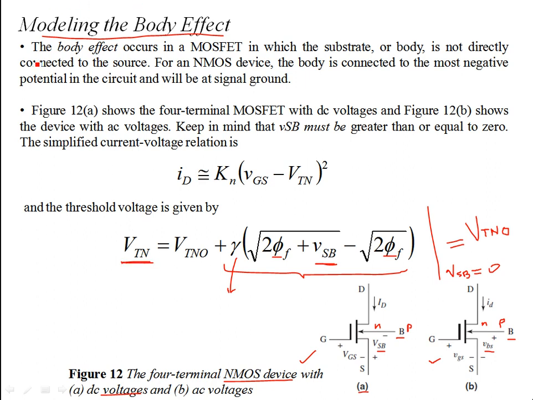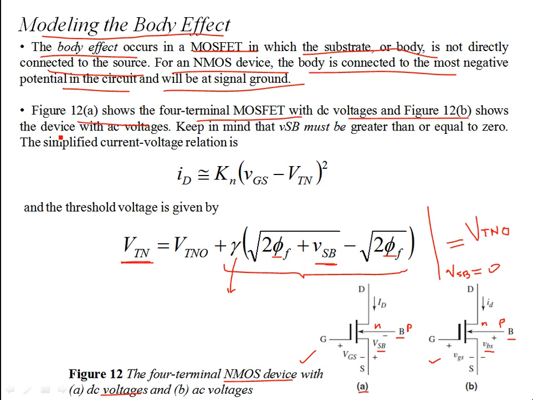So the body effect occurs in MOSFETs in which the substrate or the body is not directly connected to the source. For an NMOS device, the body is connected to the most negative potential in the circuit, and it will be the signal ground. But figure 12A shows the 4-terminal MOSFET with DC voltages, and 12B shows the device with AC voltages. So keep in mind that VSB must be greater than or equal to 0.